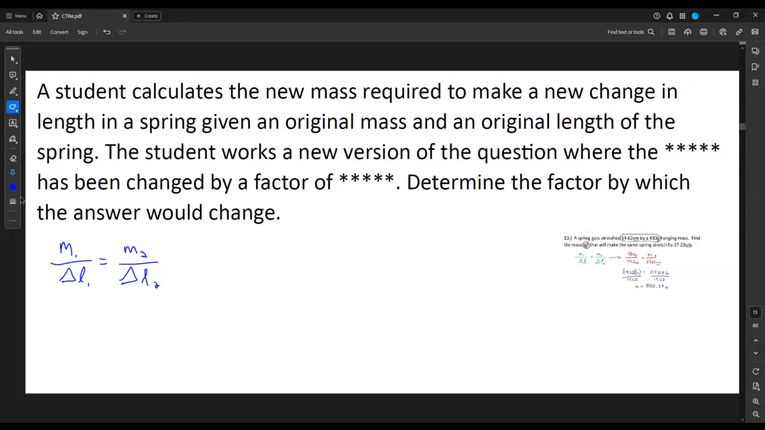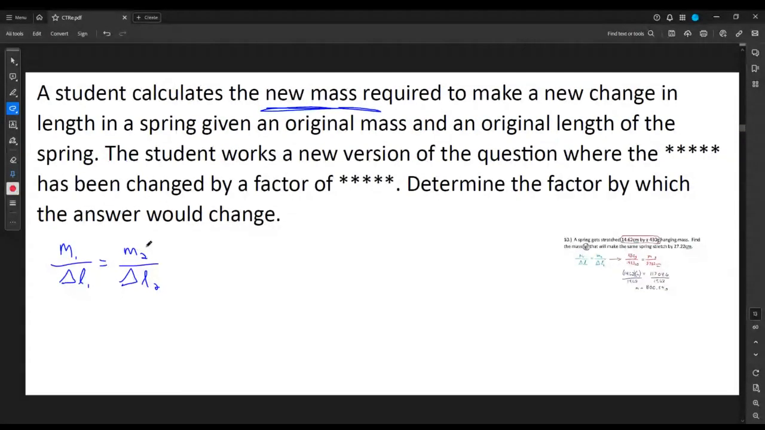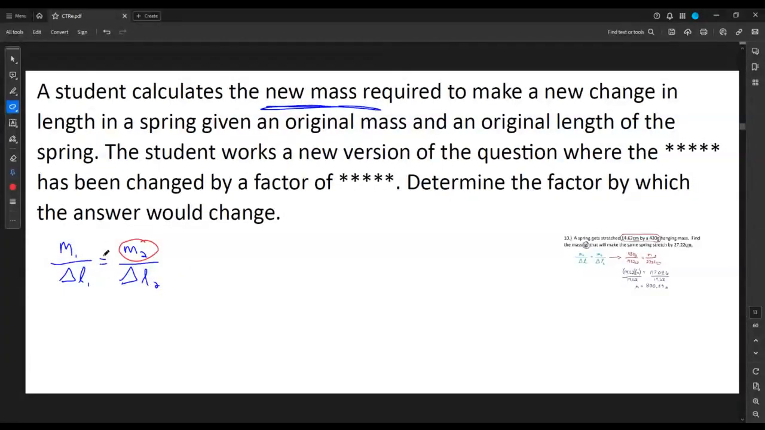Okay, so here it says we're calculating the new mass. Well, that to me says that we're looking for M2 with the way the question is set up. And so if I want this thing, then it kind of looks like a proportion, but I don't want to cross multiply everything because I don't want to mess up the M2 that I'm looking for. So instead what I'm going to do is multiply both sides by delta L2, change in length 2.